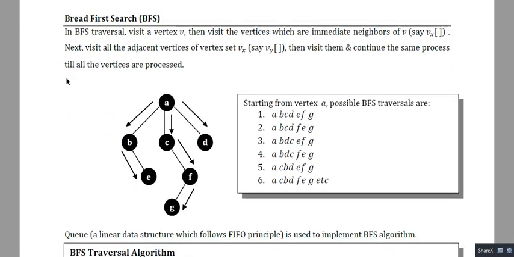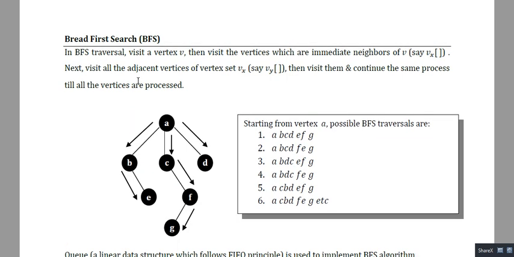Similarly we will go for BFS. In BFS the mechanism is like this: we start from a particular vertex, then try to visit all its immediate neighbors in any order. So you try to visit B, C, D, all the vertices which lie at edge length 1. Then you try to visit the vertices lying at edge length 2, like E and F, then at length 3, G. So it will be either A, B, C, D, then E, F, then G.